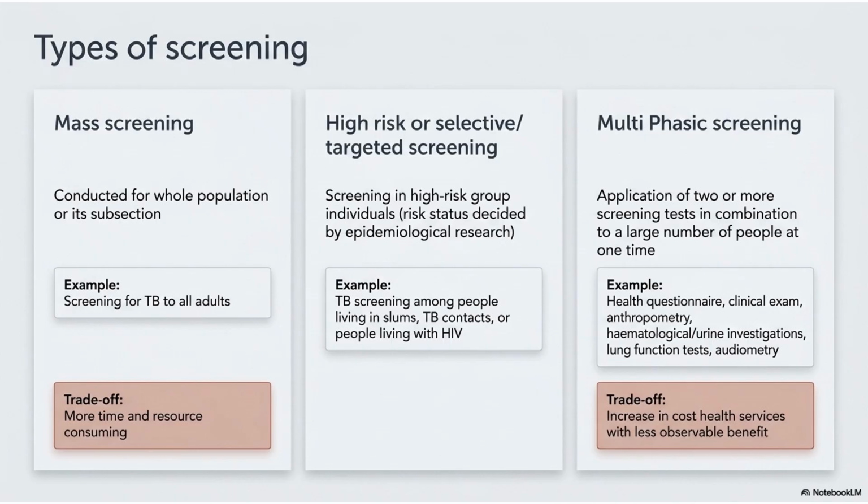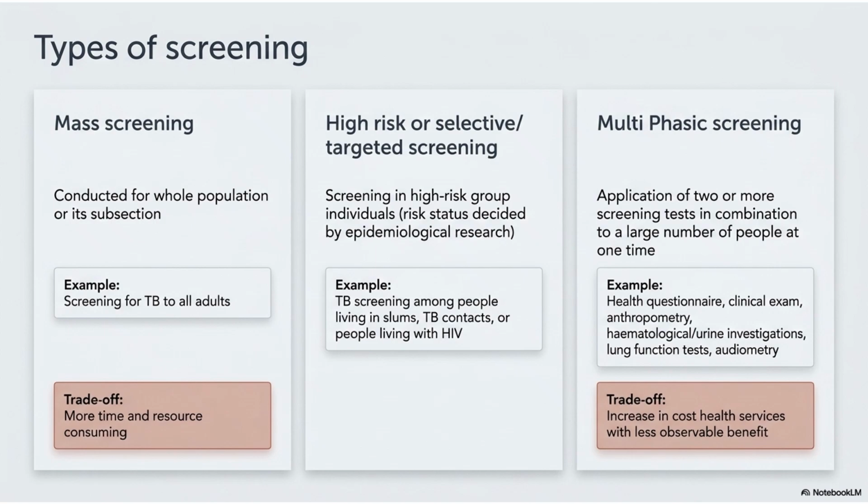And the third, multiphasic screening, means, as we said, we are not applying a single test. So along with a questionnaire, we will do clinical examination like head to toe examination, and anthropometry like height, weight, BMI, and blood test, urine test, lung function test, audiometry, and even visual acuity. So like this, two or more screening tests we will apply at a point of time.